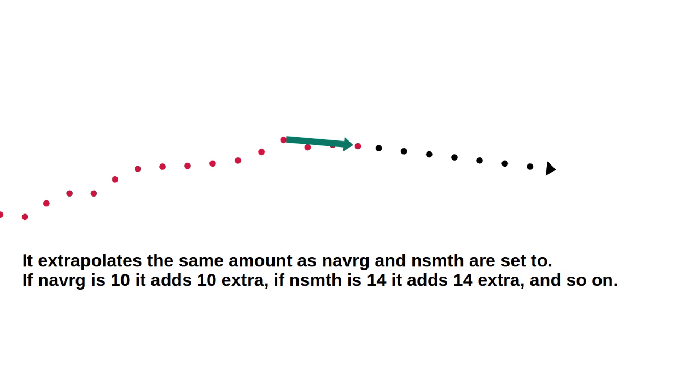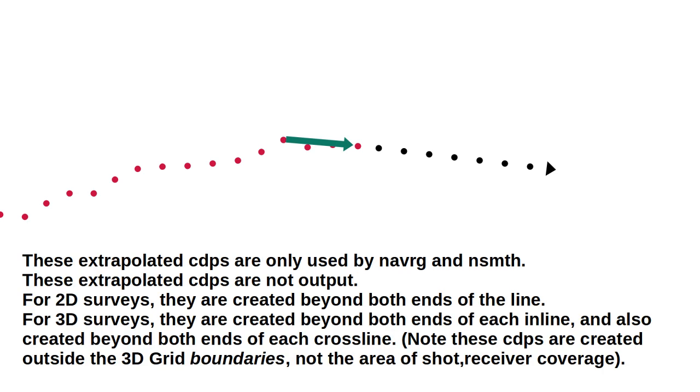It extrapolates the same amount as navrad and n-smooth are set to. If navrad is 10, it adds 10 extra. If n-smooth is 14, it adds 14 extra, and so on. These extrapolated CDPs are only used by navrad and n-smooth. These extrapolated CDPs are not output.